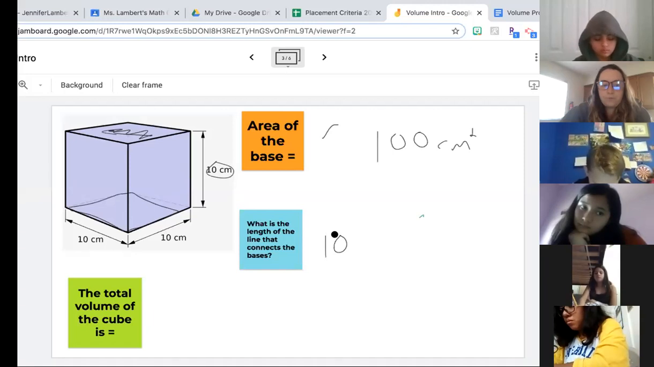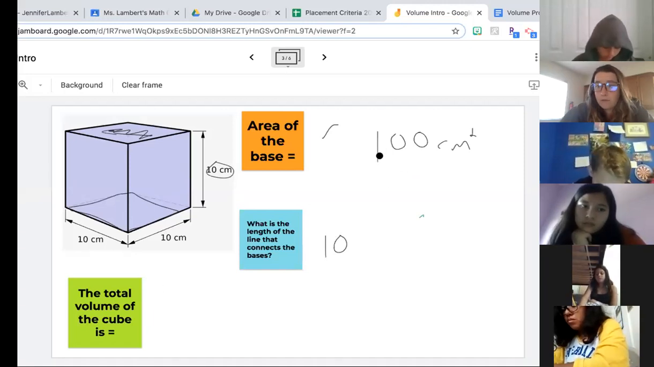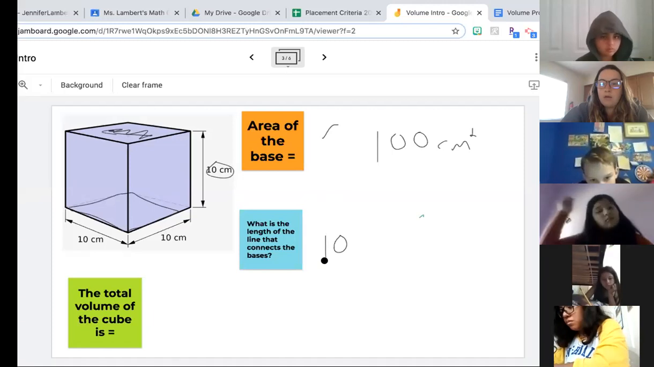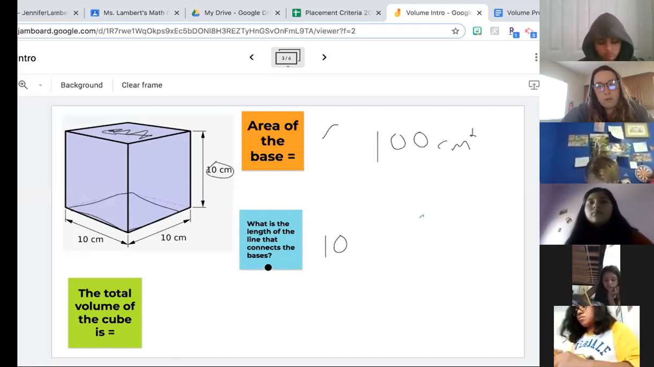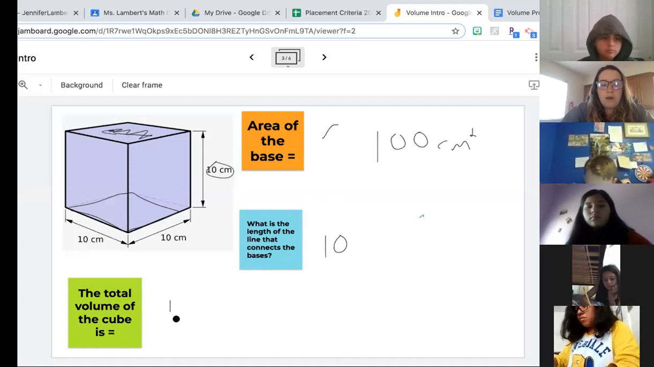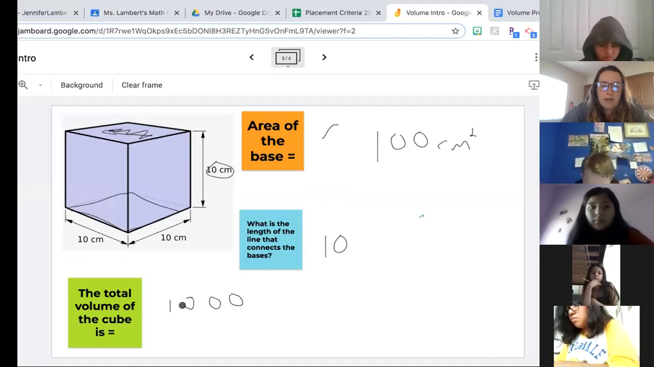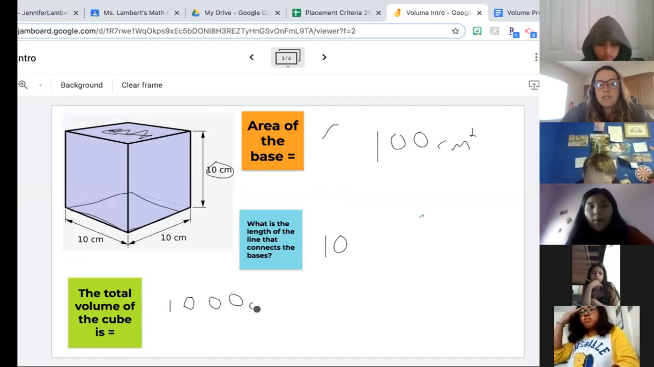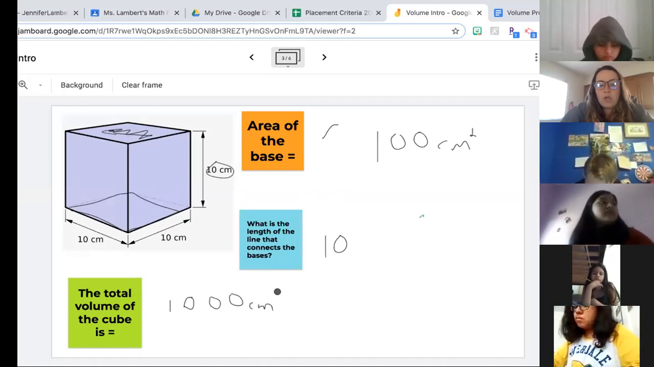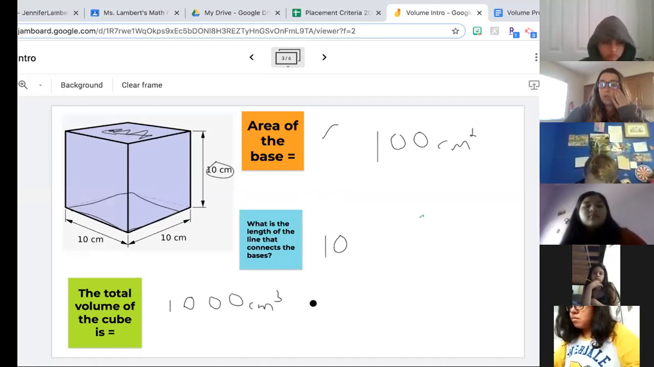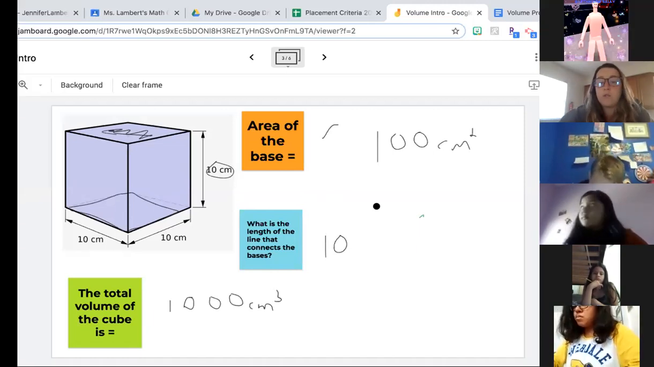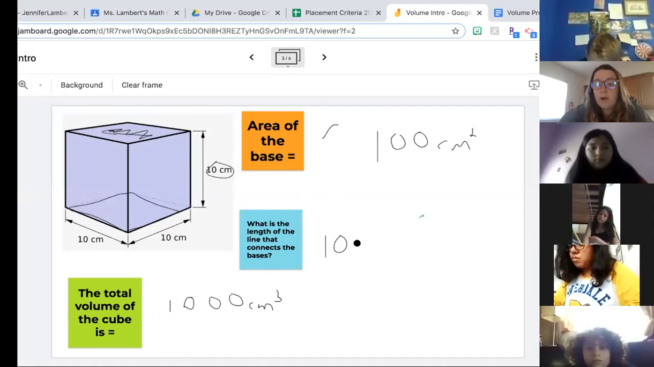So then the total volume, I take the area of the base and I multiply it by the height of the prism, or the line that connects the bases. So my volume of this cube would be 1,000. I know the writing is lagging, I'm sorry. 1,000 centimeters cubed. A lot of you mentioned cubic volume yesterday, which was good that we used a cube, because I had 10 centimeters squared times 10 centimeters, which gives us centimeters cubed.